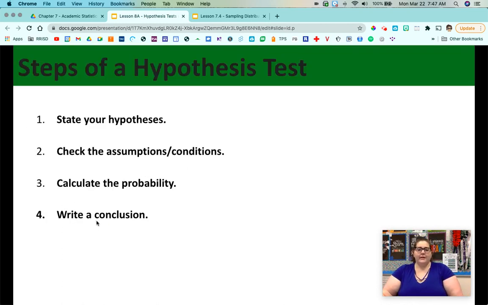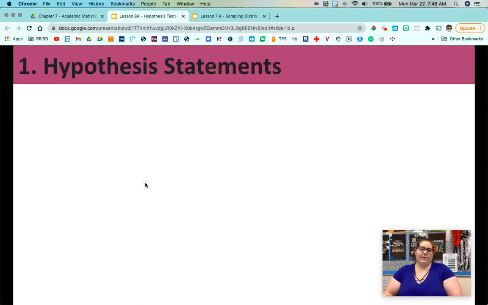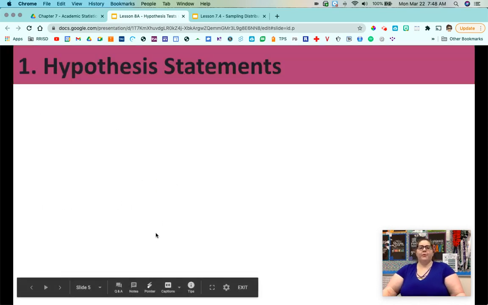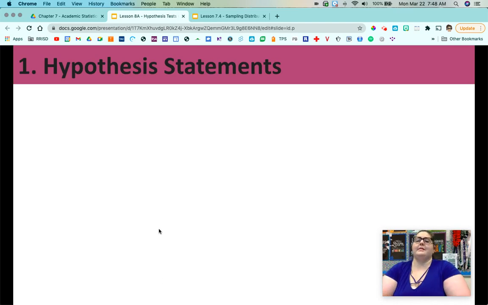Our 4 steps for a hypothesis test, if you remember from our class video, are these. We're going to state our hypotheses, we're going to check our assumptions and conditions, we're going to calculate our probability, to find out how likely it is for this thing to happen, and then we're going to write a conclusion based on that probability. So let's start with step 1, which is writing hypothesis statements.